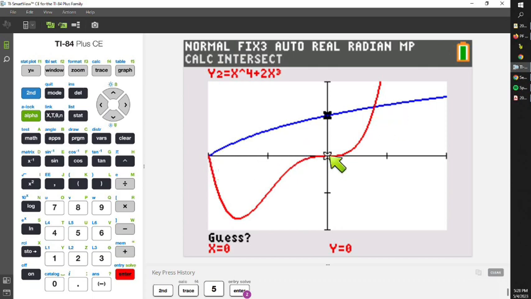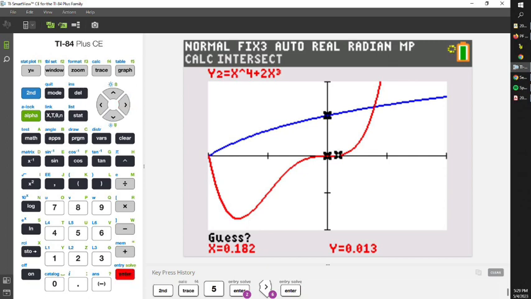So I just have to make sure this cursor is closest to that one. And it looks like it is closest to that one right now. I don't really have to move this over at all. But I could if I wanted to, or I can press a number like 1, and that would make the cursor go way over here. But then I just press enter.